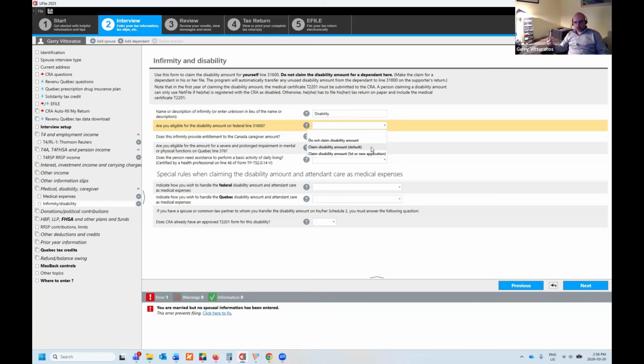Okay? If you're not sure whether you are eligible for this or not, just go to your doctor and find out. Doctors are used to this form. They complete these forms all the time. They should know whether you are entitled to the disability amount or not. And if they are, they have to sign off on the form. There's one for federal and one for Quebec, and they have to be submitted to the CRA and to Revenue Quebec ahead of time. They have to certify, they have to accept it.